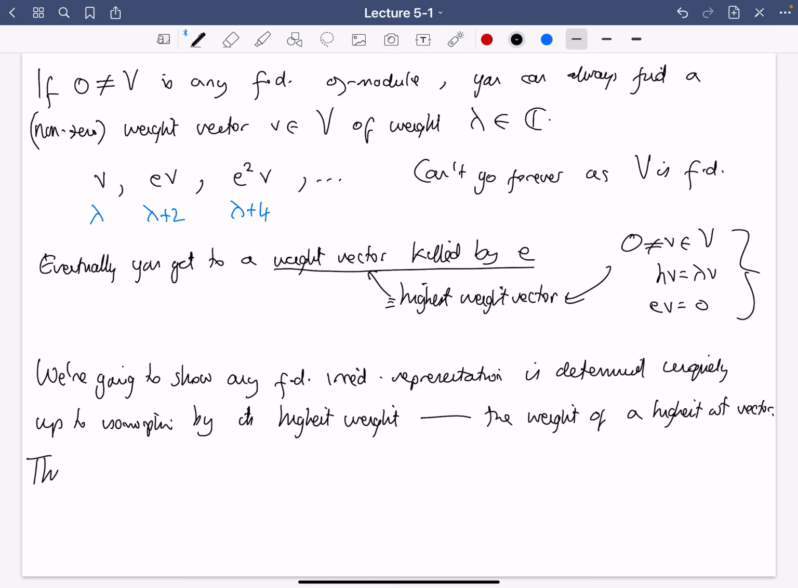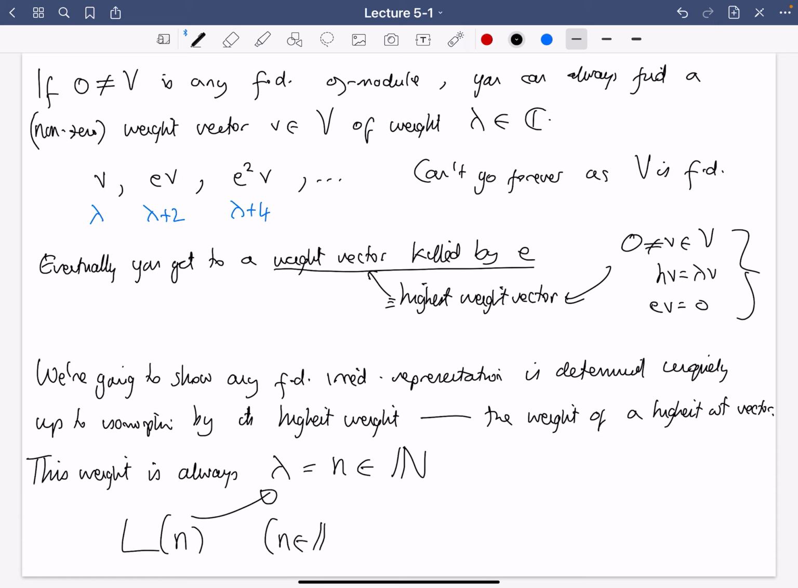And this weight is always going to be, actually I'm going to use n, it's always going to be a natural number. And so what we'll do is we'll write L of n for this unique, irreducible, finite dimensional representation of highest weight n.